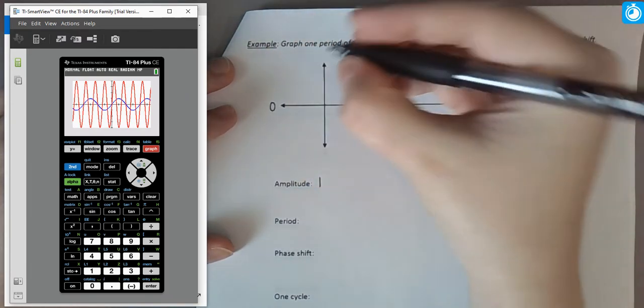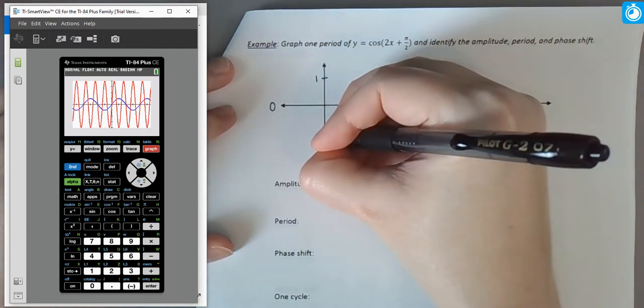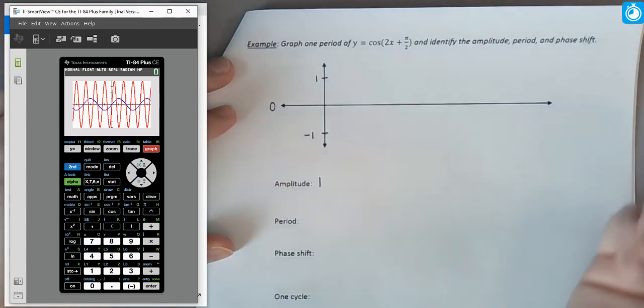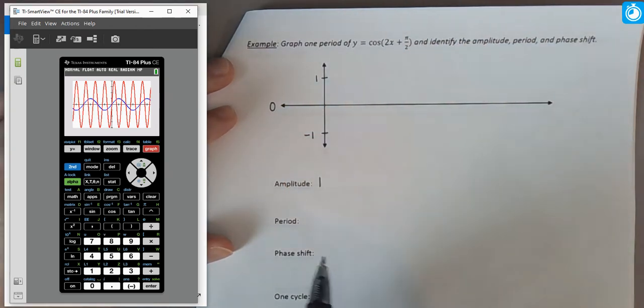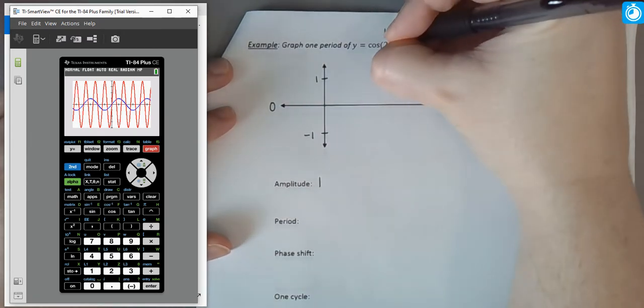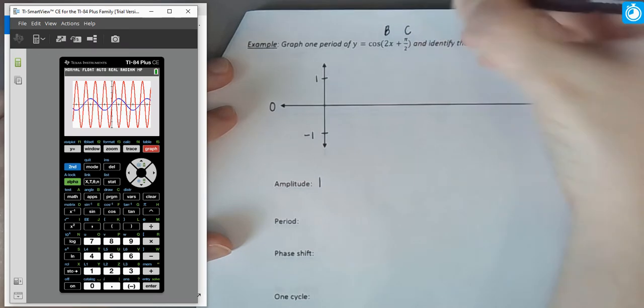So our central line is at 0, our maximum is at 1, our minimum is at -1. Okay, now what's our period going to be? So here's B, and here's C.